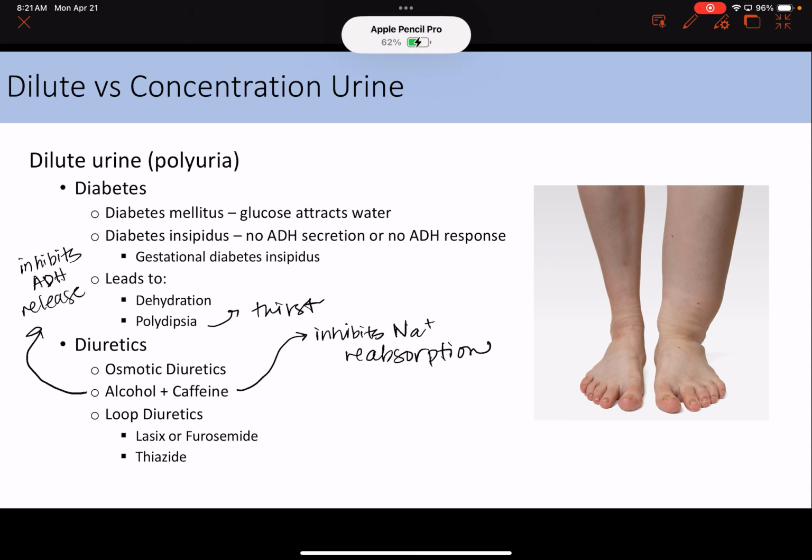Diuretics are sometimes abused for weight loss. I don't recommend you do that, because all you're doing is losing water weight temporarily, and then it comes back if you're not changing anything else.